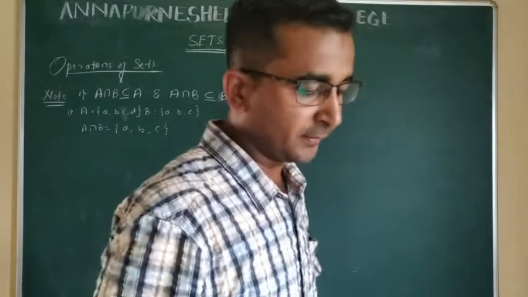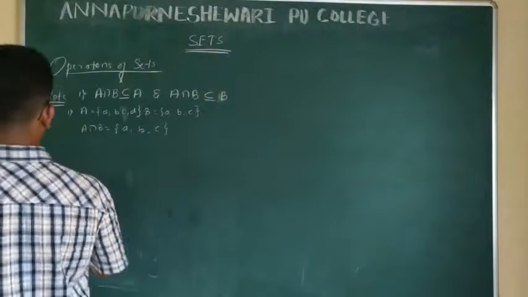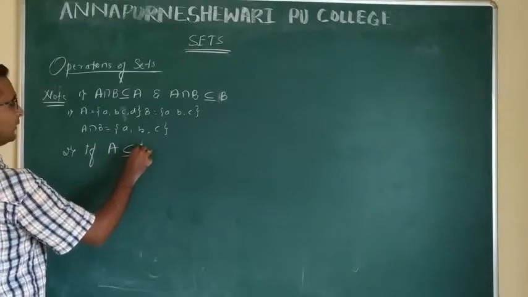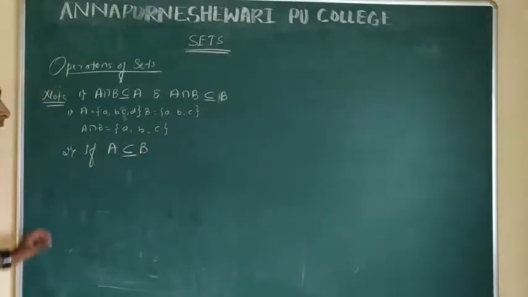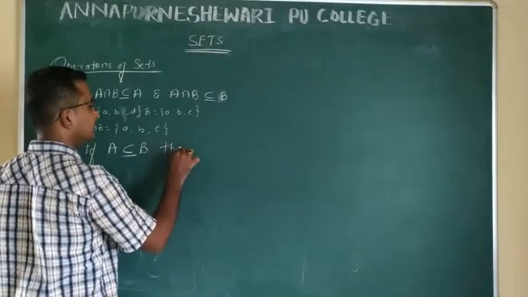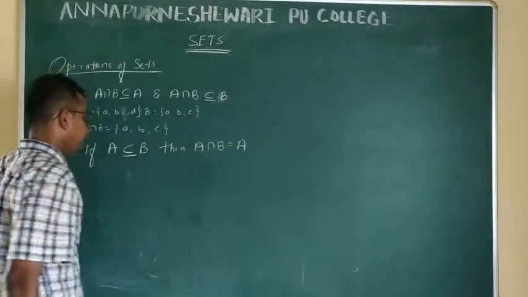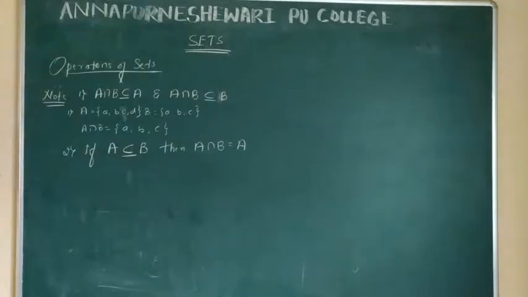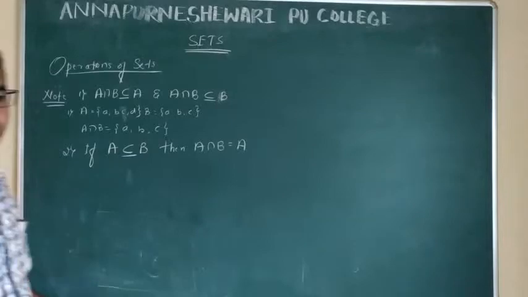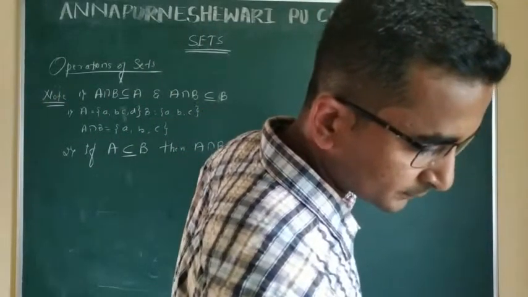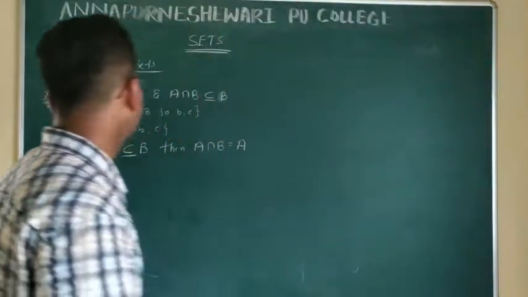Okay. The next one: if A is a subset of or equal to B, then A intersection B is again A. If A is a subset of or equal to B, then A intersection B is equal to A.